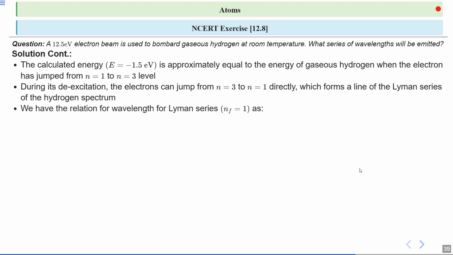To find the exact wavelengths, we use the formula for the Lyman series, where the final energy level nf is 1. This formula relates the wavelength of the emitted light to the initial and final energy levels of the electrons. The formula for the Lyman series is 1 upon lambda equal to RH times 1 divided by 1 squared minus 1 divided by ni squared.